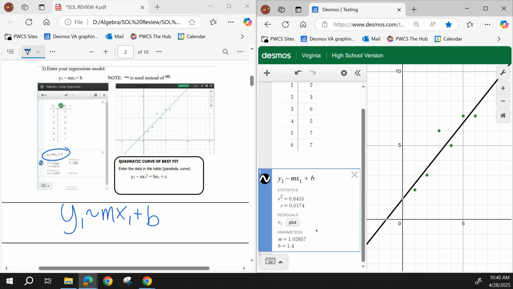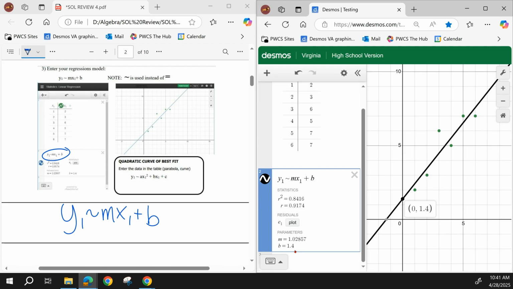And then we're going to get some information here. m is the slope of my line, and b is the y-intercept. So if I clicked right here, you can see it says 1.4, just like it says underneath that word parameters. And the slope of my line is 1.02857. We might round that to 1.03.